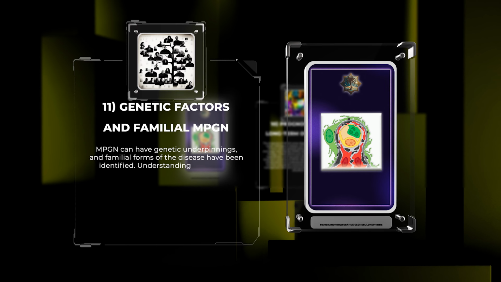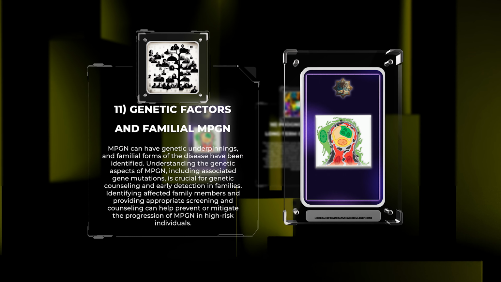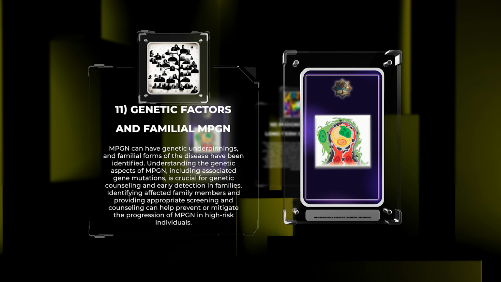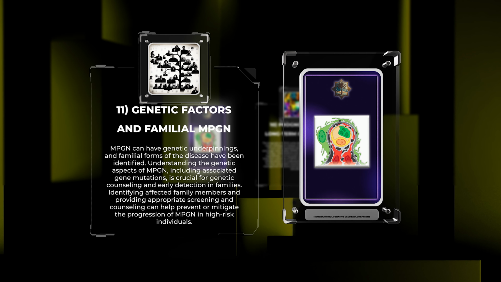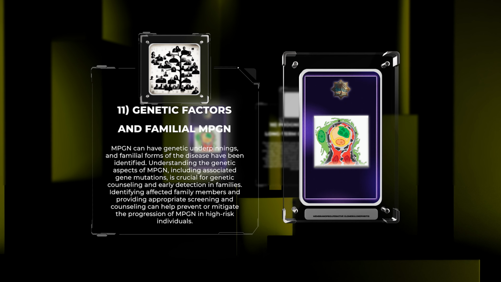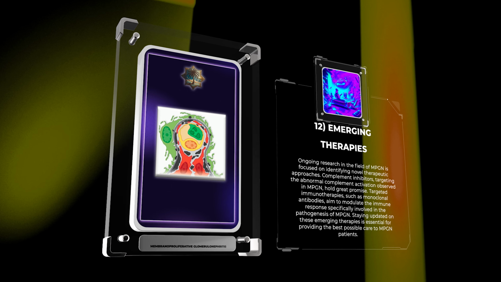MPGN can have genetic underpinnings, and familial forms of the disease have been identified. Understanding the genetic aspects of MPGN, including associated gene mutations, is crucial for genetic counseling and early detection in families. Identifying affected family members and providing appropriate screening and counseling can help prevent or mitigate the progression of MPGN in high-risk individuals. Ongoing research in the field of MPGN is focused on identifying novel therapeutic approaches.